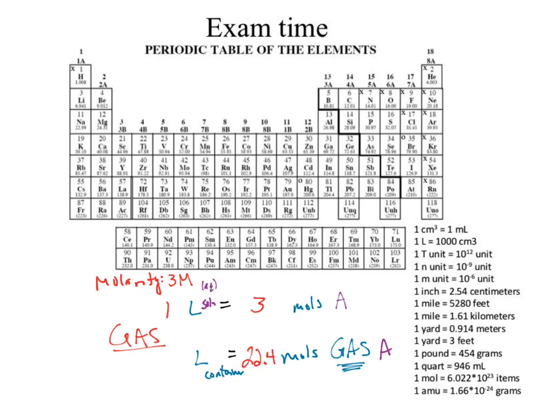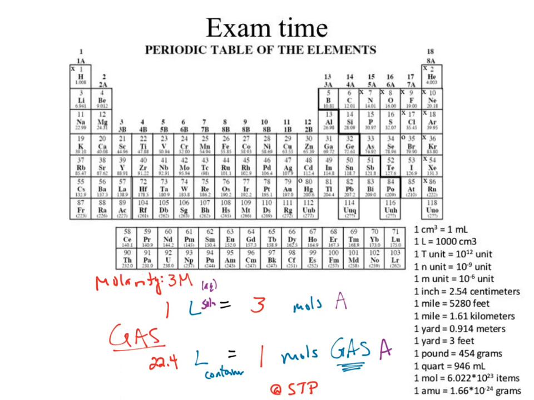22.4. Dang it. This is why you would write it down so you don't forget it. 22.4 liters is 1 mole. As long as we're a gas, as long as we are at STP, which we addressed. STP is stupid. This conversion factor is stupid, but you're told to memorize it anyway.